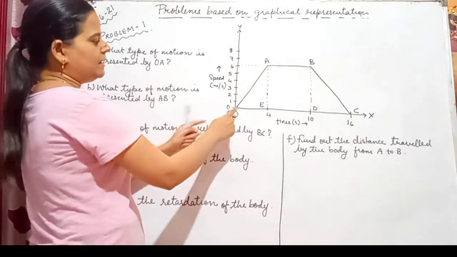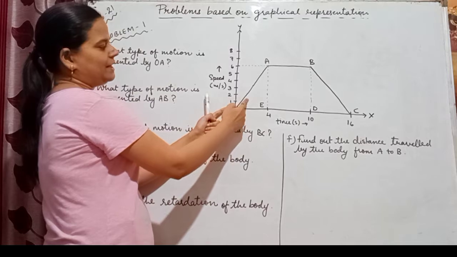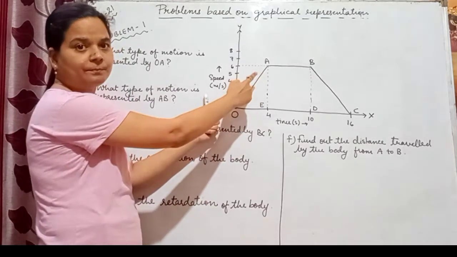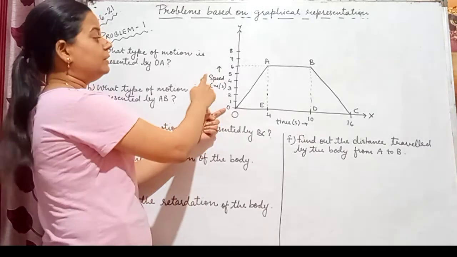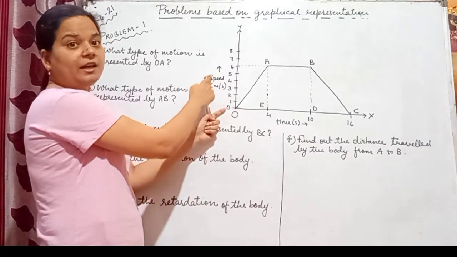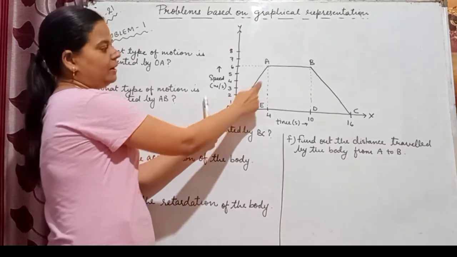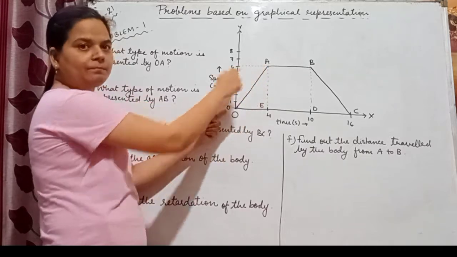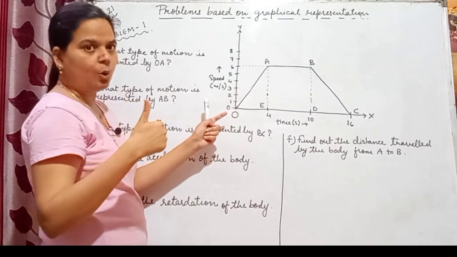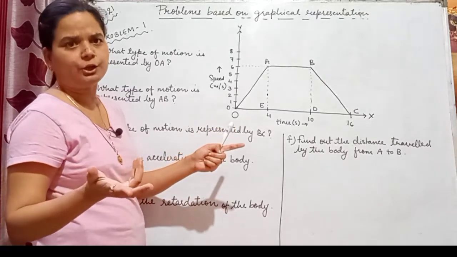Here you can see that for the first 4 seconds, the graph is going up in a straight line. Graph going up in a straight line means that the quantity, that is the speed, is increasing uniformly. So here for the first 4 seconds the speed is increasing uniformly, and we already know that speed increasing uniformly means uniform acceleration.